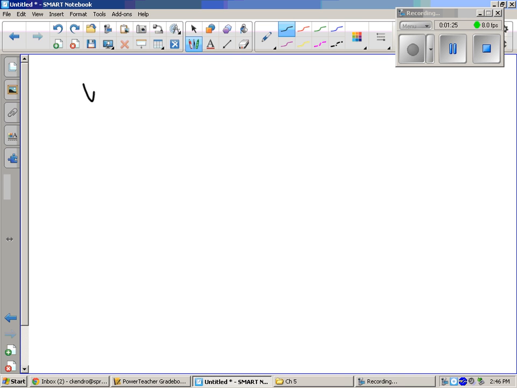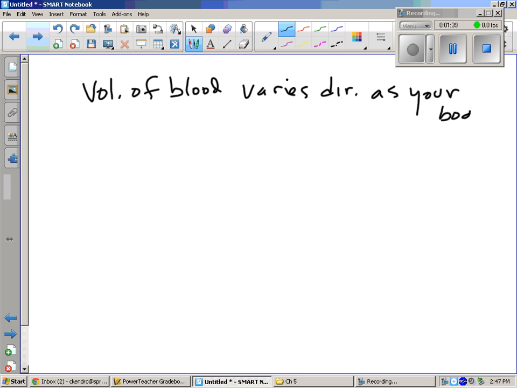Let's say the volume of blood in your body varies directly as your body weight. Okay, so as we read this, it's just like saying y varies directly as x. So volume of blood is the y. Wait, let me back up here. I want to do that in red because blood is red. So y varies directly as x. So x is your body weight.